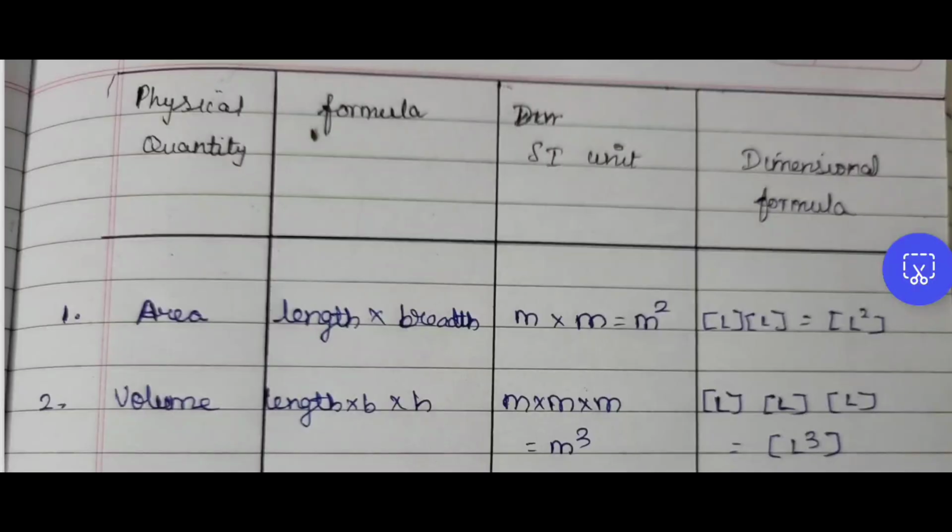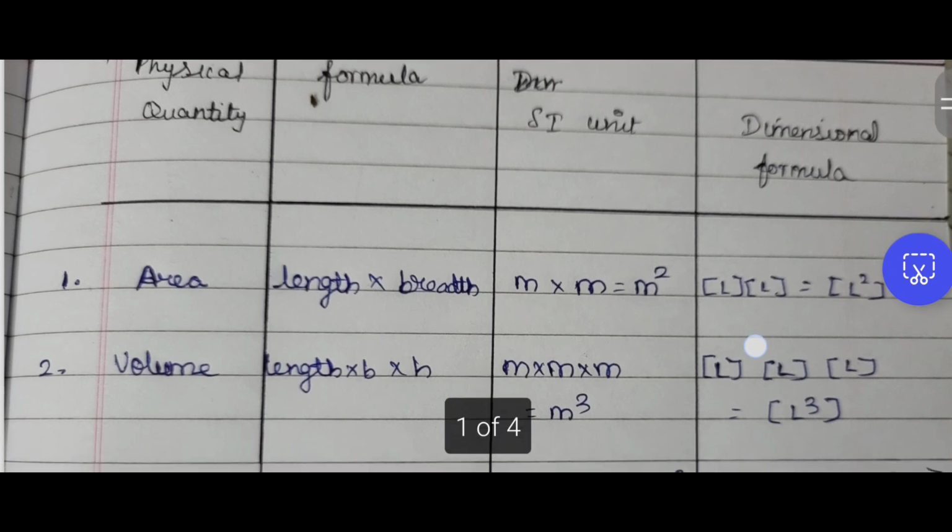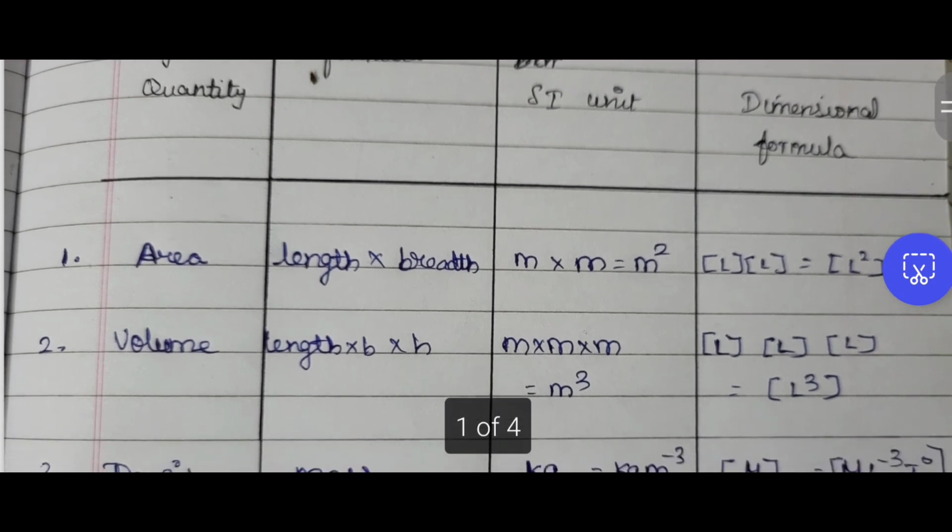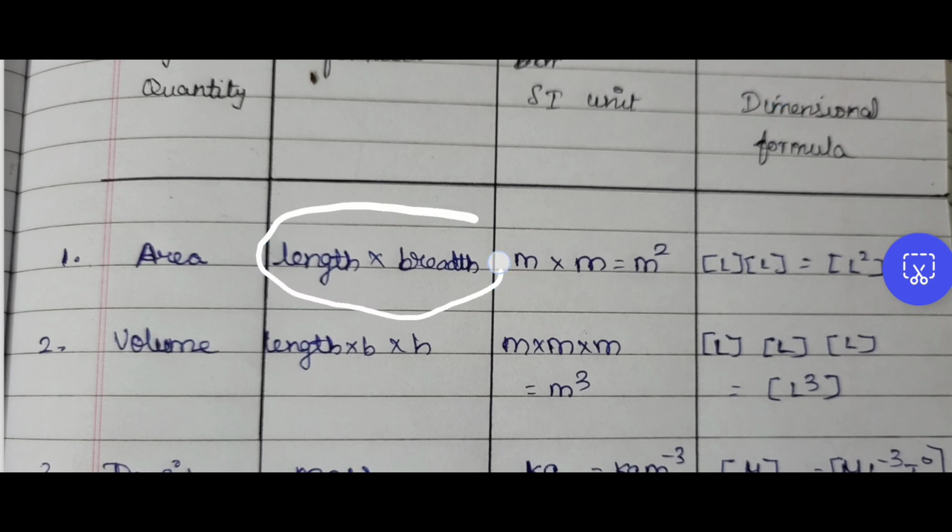So hello everyone, today we are going to see some of the physical quantities and how to calculate the SI unit and dimensional formula for those physical quantities. Here I have used a table column. The first quantity we are going to see is the area. The formula for the area is length into breadth.